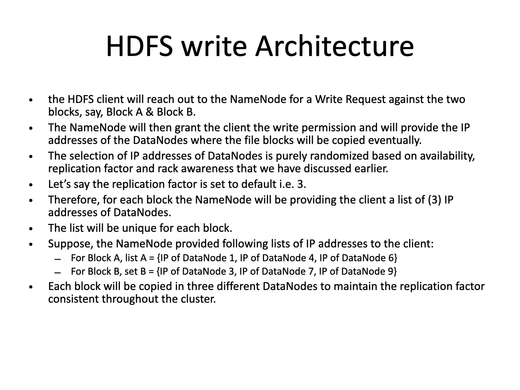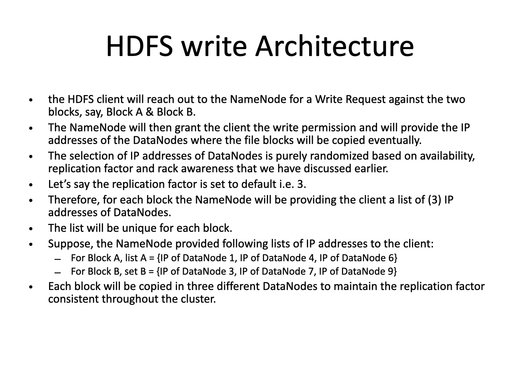Now the following protocol will be followed whenever the data is written into the HDFS. At first, the client will reach out to the name node for the write request against two blocks, say block A and block B. Next, the name node will grant the client the write permission, and it will provide the IP addresses of the data nodes where the file blocks will be copied eventually.